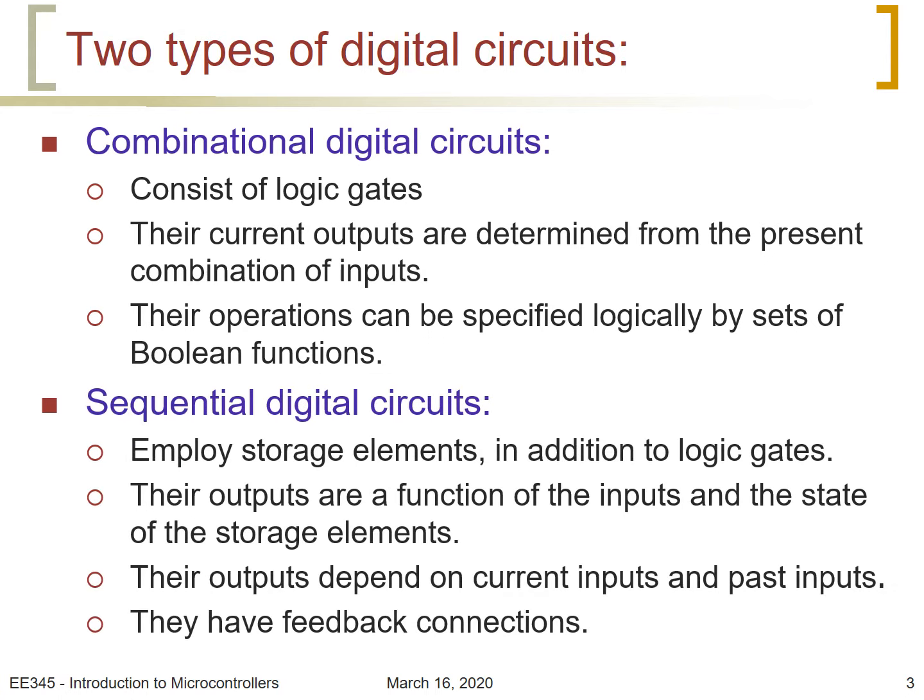The other type of circuits is called sequential digital circuits, which employ, in addition to the logic gates, storage elements, which means it has memory inside the circuit. The outputs of these circuits are a function of both the inputs to the circuit as well as the state of the storage elements, which means the output will also be affected by what is stored in the memory elements that are included in the circuit. Therefore, the outputs of the sequential circuits depend on the current inputs as well as all past inputs. Usually we say that these circuits have feedback connections.